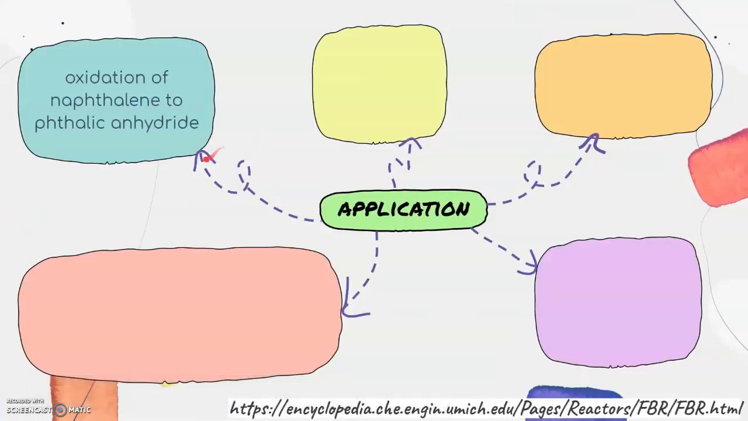The first application is the oxidation of naphthalene to phthalic anhydride, and usually it will use vanadium pentoxide, V2O5, as a catalyst, at 350 to 380 degrees Celsius. This process was first practiced in 1944 by Williams in the USA.